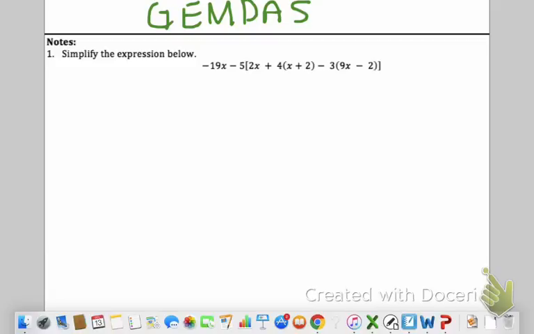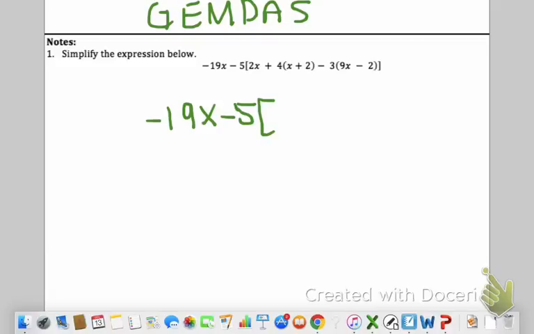So in this case, we only have one variable, and that's x. And we also have constants, which are the numbers that are by themselves that aren't multiplied by any variables. So our first step in this example is to focus on simplifying what we have inside of the grouping symbol, inside the brackets. So anything that we have on the outside is going to stay exactly where it is. We can't do anything with negative 19x or the negative 5 that's on the outside of our grouping symbol.